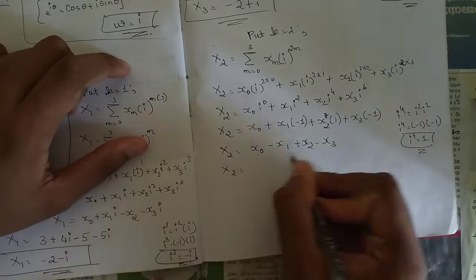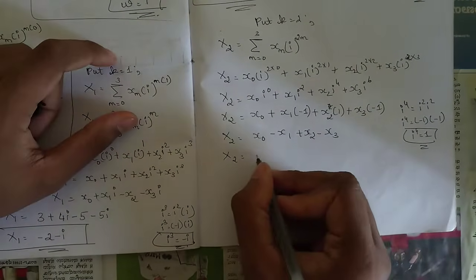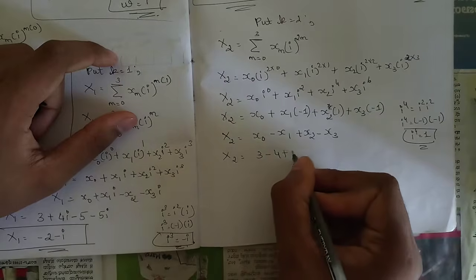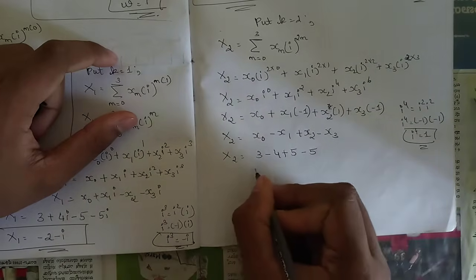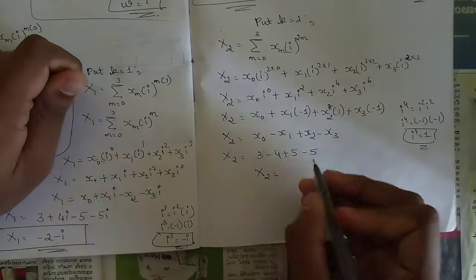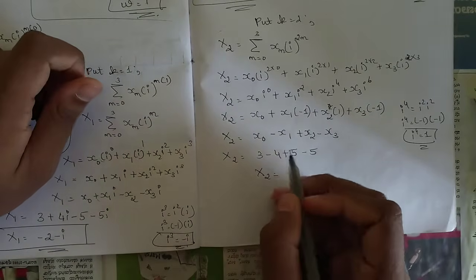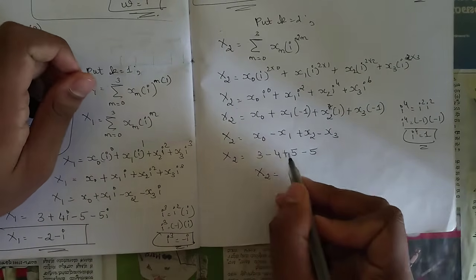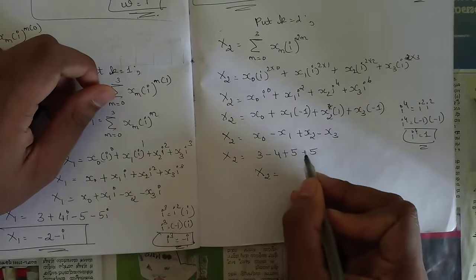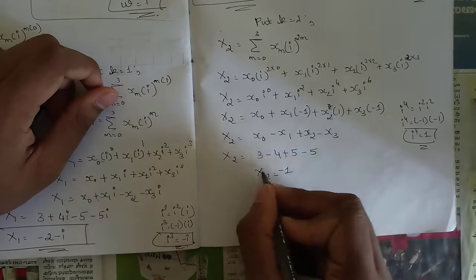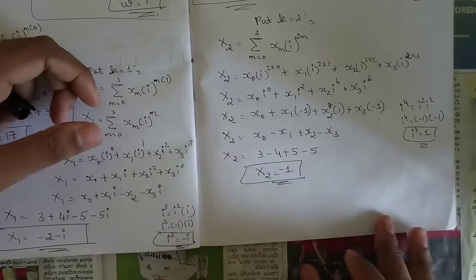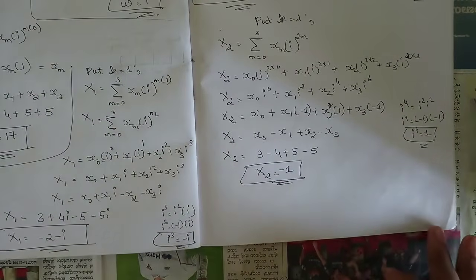So now substitute the values for x0, x1, x2 and x3. 3 minus 4 plus 5 minus 5. So the value of x2 which we are getting is now 3 minus 4 is minus 1, minus 1 plus 5 is plus 4, and 4 minus 5 is minus 1. So now we have found the values for x0, x1, x2 and x3.